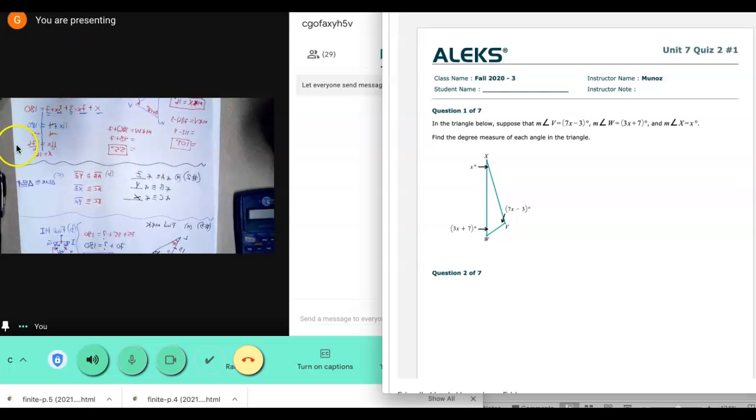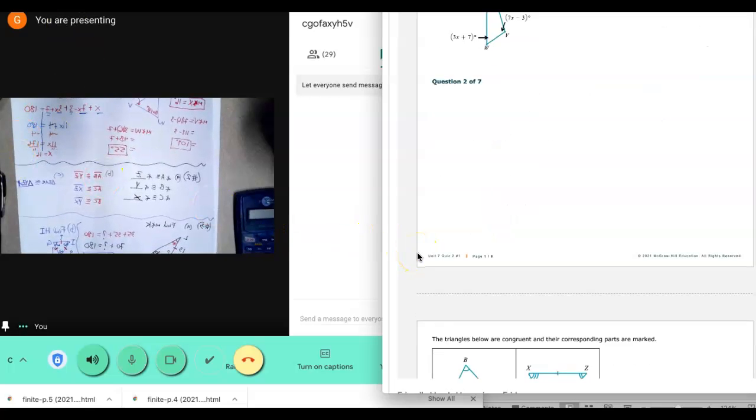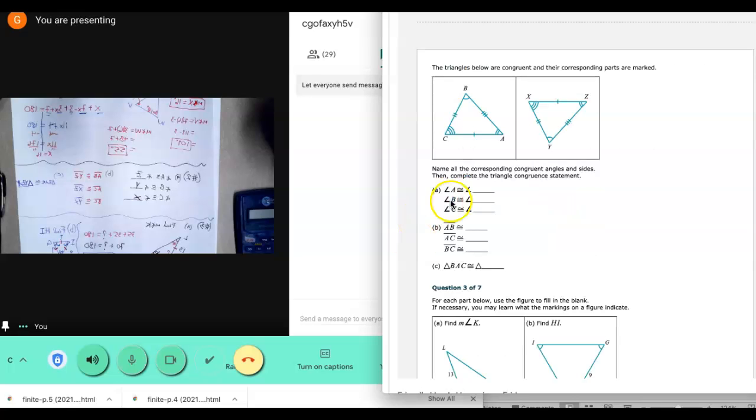In number 2, I was just matching up the corresponding parts based on the markings, right? So angle A has 2 arc marks. So I said, well, that has to be congruent to angle Z because it has 2 arc marks. Angle B has 1 arc mark, and that must be congruent to angle Y because angle Y has 1 arc mark, and then angle C has 3 arc marks, along with angle X. So those have to be congruent.